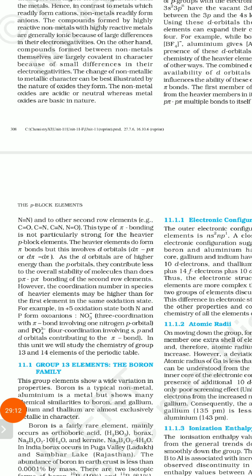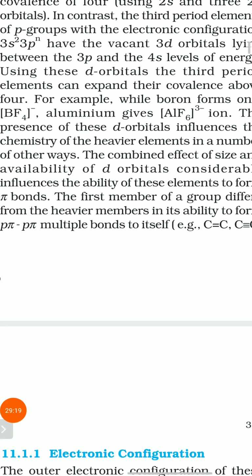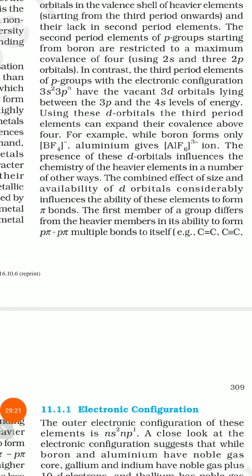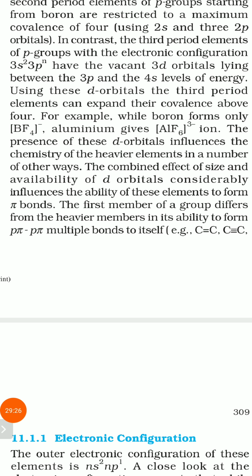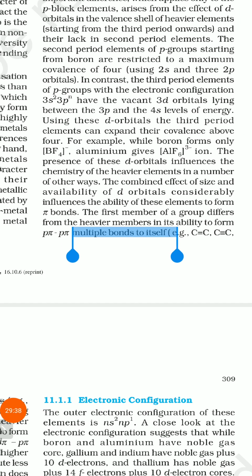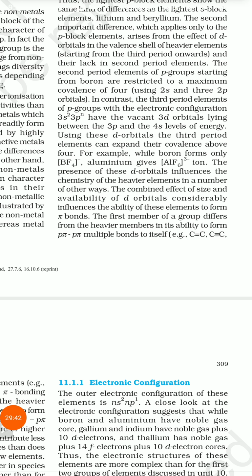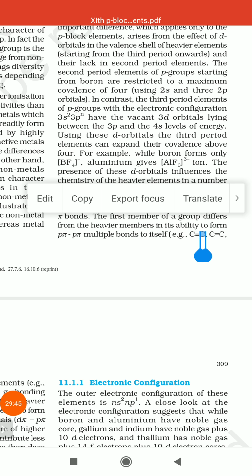Now, the sigma bond is stable in nature, and it is stronger compared to the pi bond. Next, which p block elements participate in pi bond formation? The carbon family satisfies pi bond formation. That means a carbon-carbon double bond will be present, and a carbon-carbon triple bond also forms.